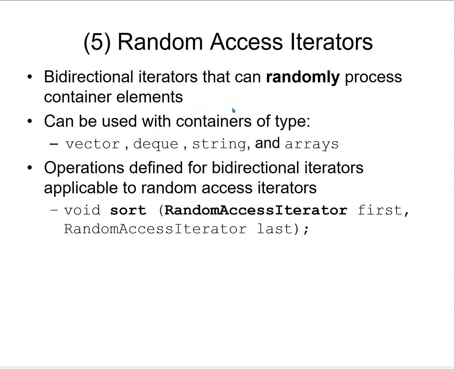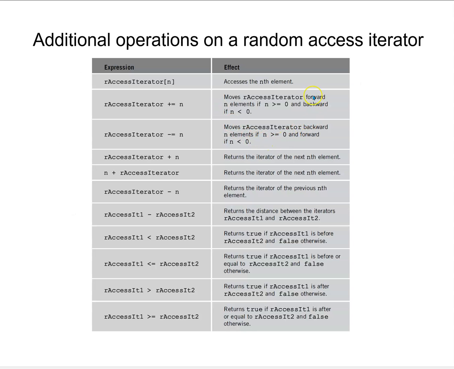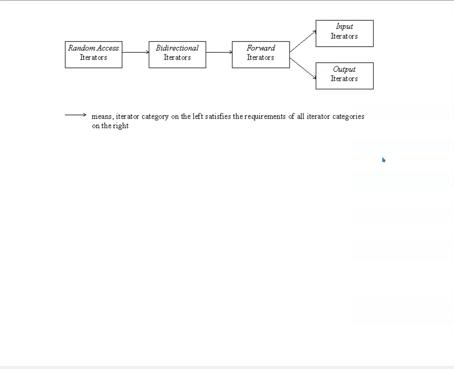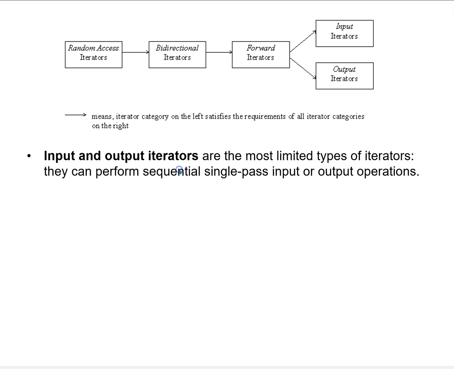Random access iterators randomly process container elements, and can be used with containers of type vector, deque, string, and arrays. Operations defined for bidirectional iterators are applicable to random access iterators as well. So here's all the things you can perform on it, and they should all look familiar, except for the plus, equals, and etc. And here's just a table to show you the different types.